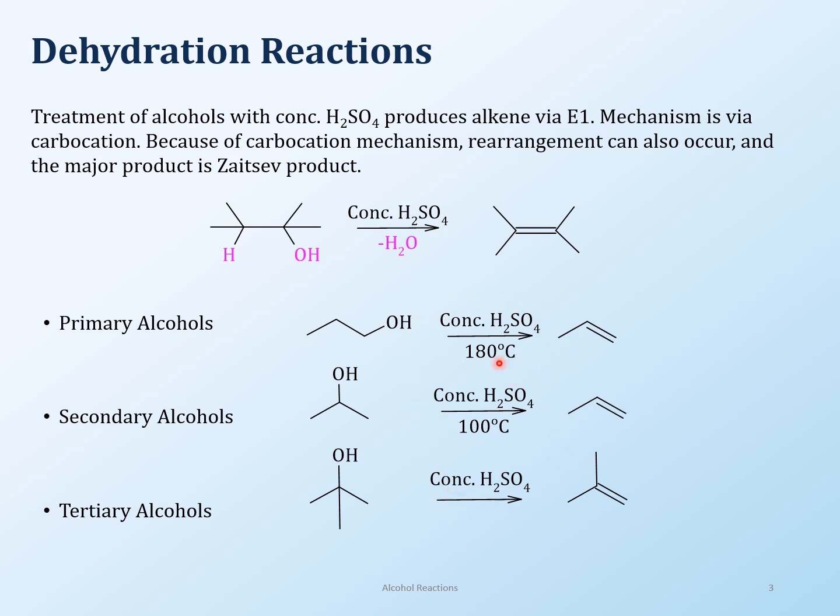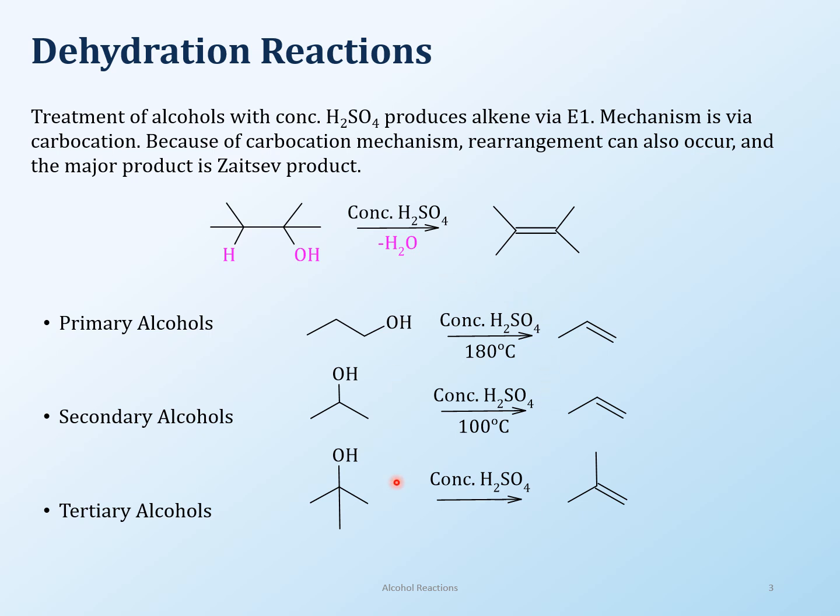So here is concentrated sulfuric acid at 180 degrees Celsius. Just consider this as high temperature. This is for primary alcohols. That's the condition it needs. A secondary alcohol needs concentrated sulfuric acid, and the temperature now is 100 degrees Celsius. Could be lower also. And then the tertiary alcohols can be done at room temperature also. No temperature means room temperature.